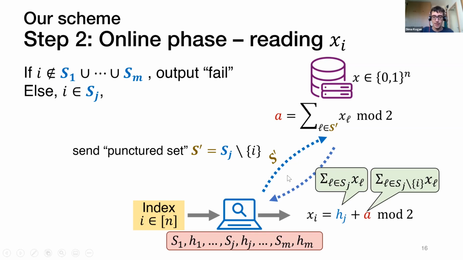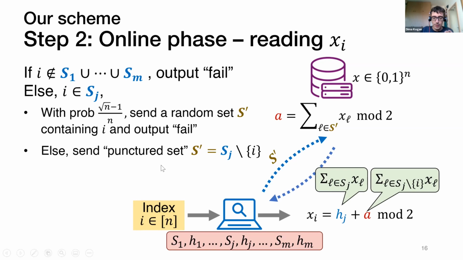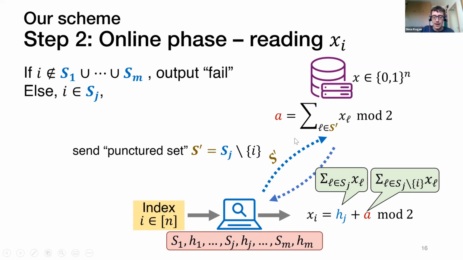And so the sum of those two bits, mod 2, gives you exactly the value of the database bit x_i. The problem with this strawman approach is that even though it's correct, it's not quite secure. The reason is that the set S prime that the server sees will never contain the index of interest i of the client. So this provides some partial leakage on i, since the server learns that the index the client is interested in is not in the set S prime. So you get some partial information.